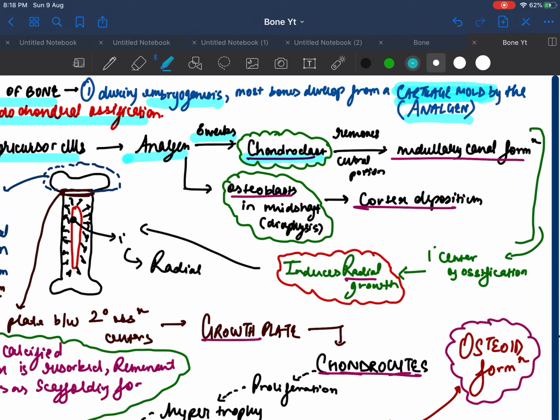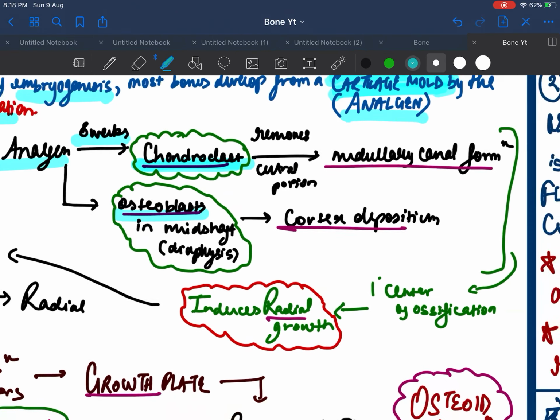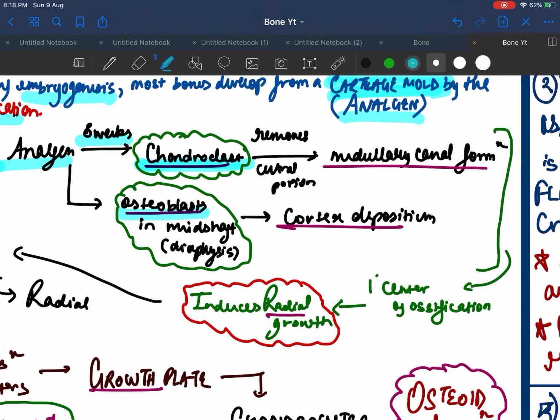So to convert the cartilage into the bone, we have to first eat up the cartilage, and we also have to form the bone. For eating up the cartilage, we will use a chondroclast, and for making the bone, we will use an osteoblast. So I remember it this way. By using this cell, the chondroclast, it removes the central portion, which will lead to the formation of the medullary canal.